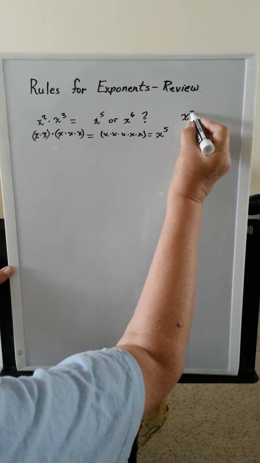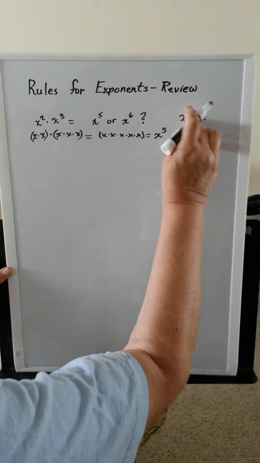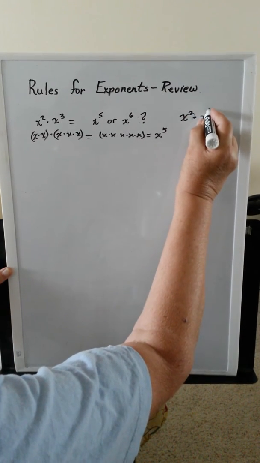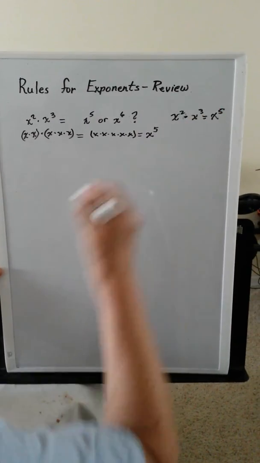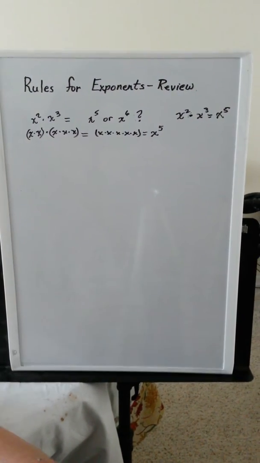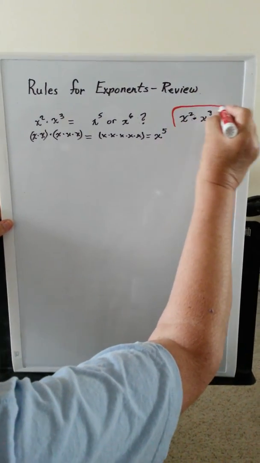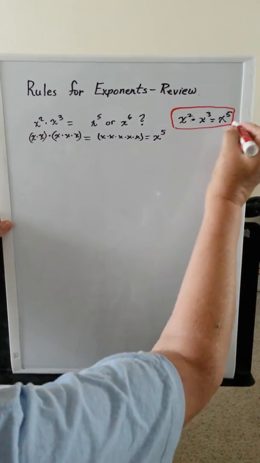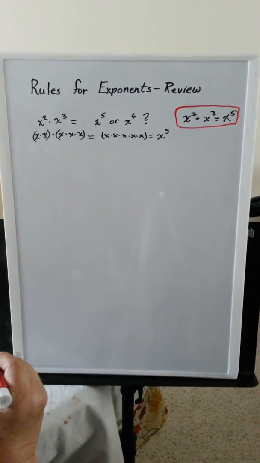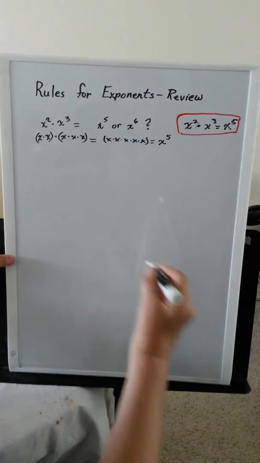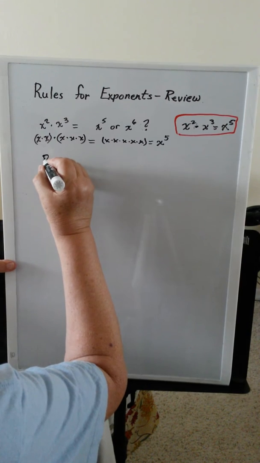So x squared times x to the third equals x to the fifth. Okay, and one example does not prove that a rule is always true, but in this case, it's a good example and it actually does demonstrate the way the problems do work.